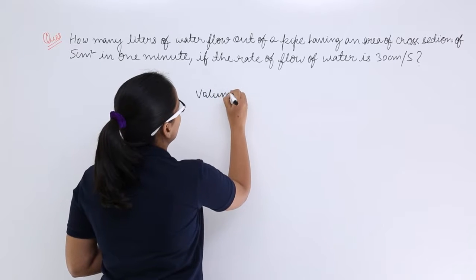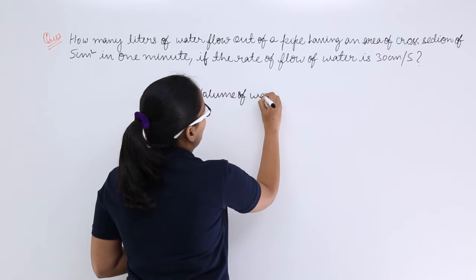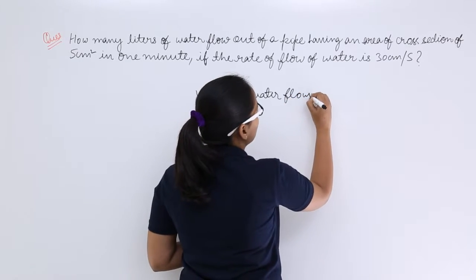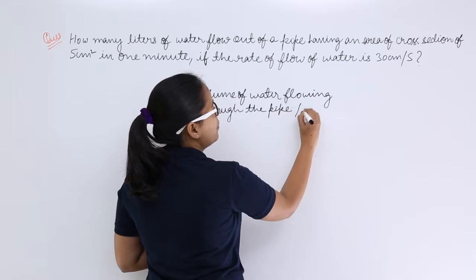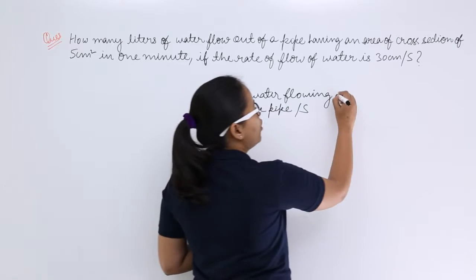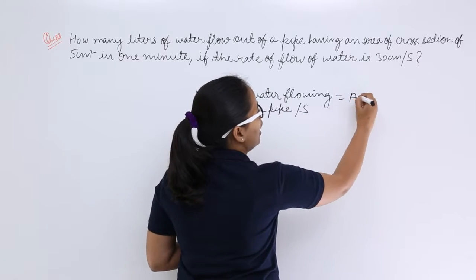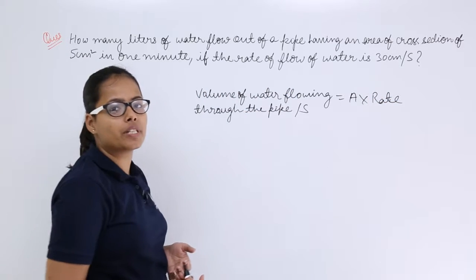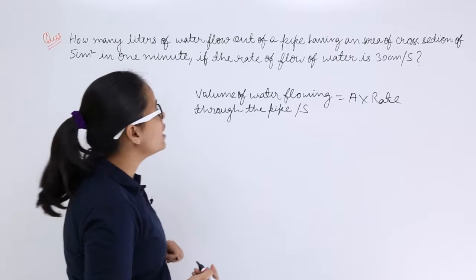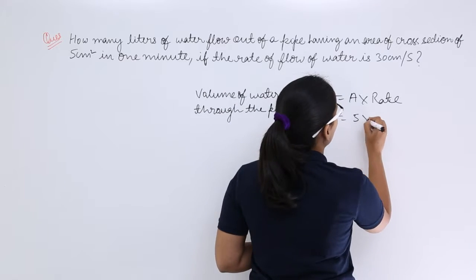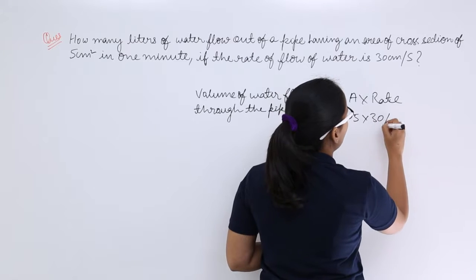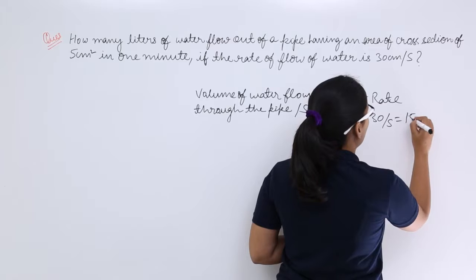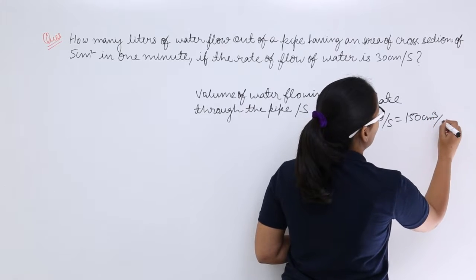the volume of water flowing through the pipe per second. You have the cross section, which is the area, and you have the rate of flow of water. This will give you the volume per second. You have the area, which is 5 centimeter square, and this rate is 30 centimeter per second. So this volume is 150 centimeter cube per second.